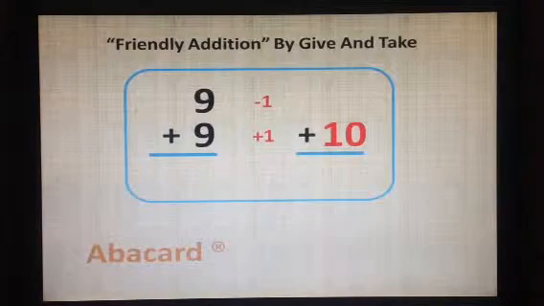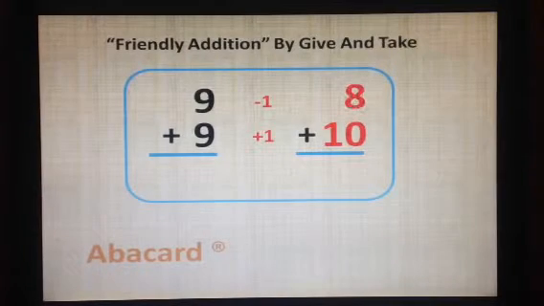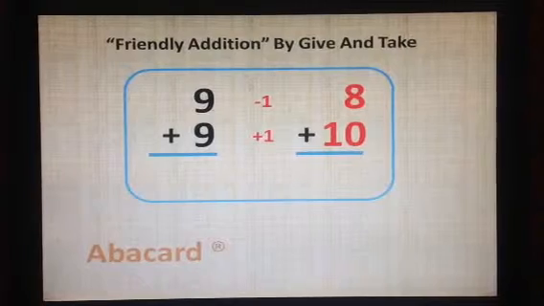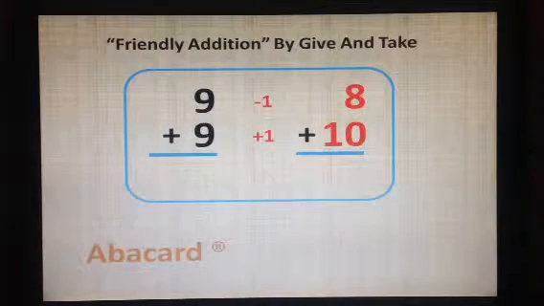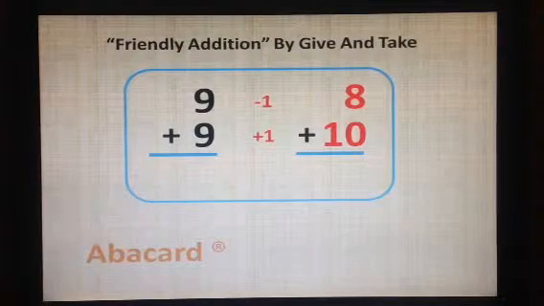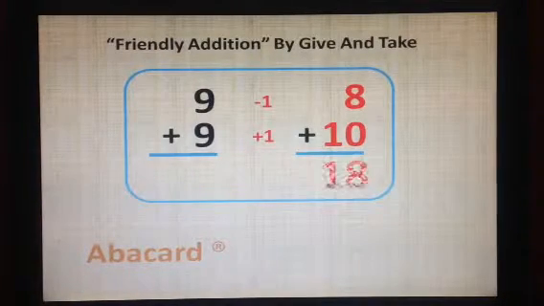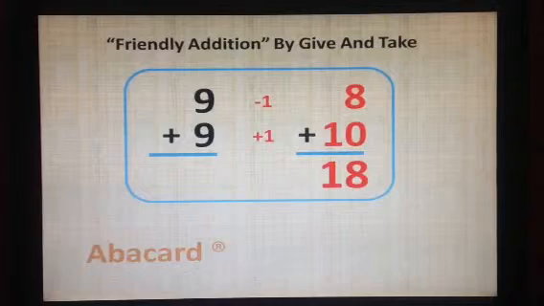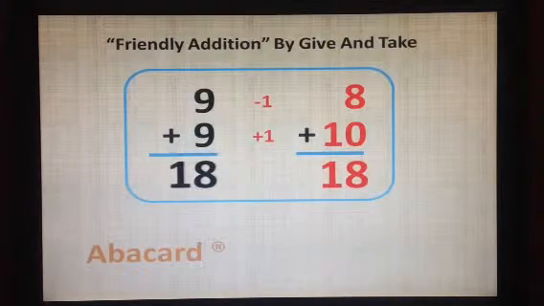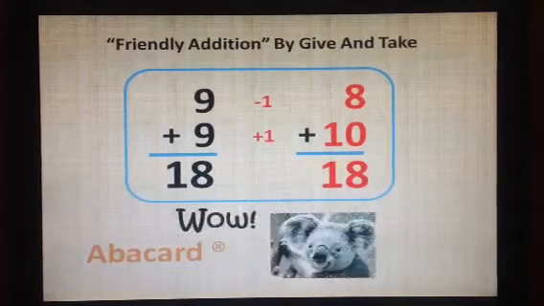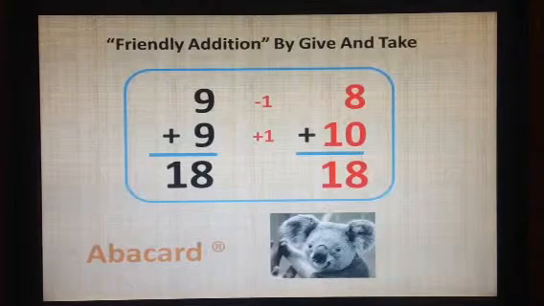So, and what's 9 minus 1? That's 8. So in this case, which is the friendlier addition? 9 plus 9? Or 10 plus 8. They have to be the same because you gave a number and took a number. Wow. You should begin to understand this trick so you can guess what's going to happen beforehand.